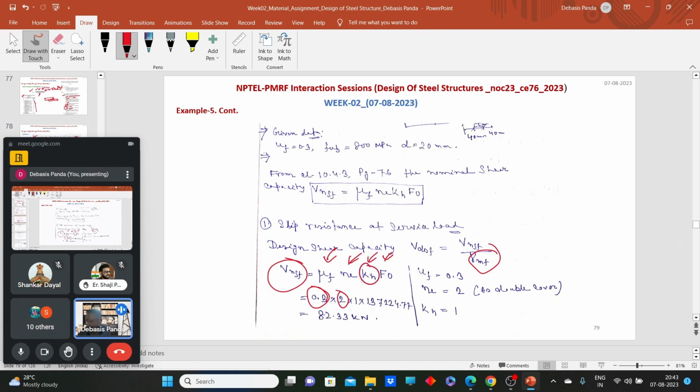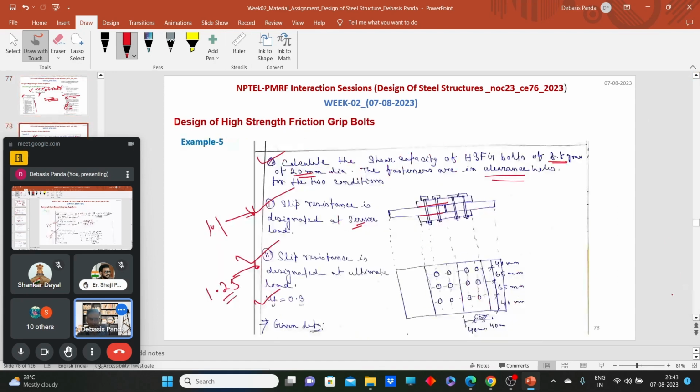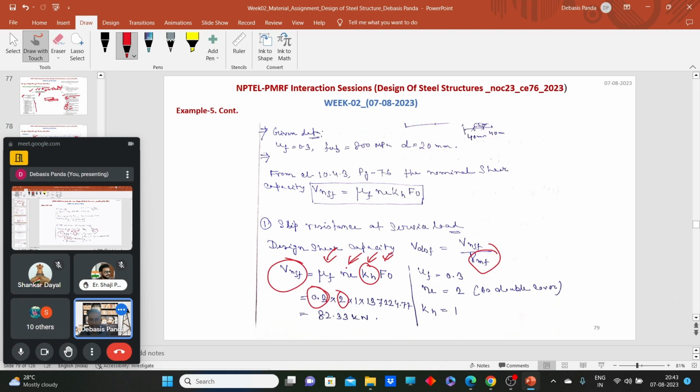Kh, the standard clearance. So for the standard clearance, what will be the Kh value? What the code says, the Kh value is 1. So now we can calculate phi n s f, that means the nominal capacity. So nominal capacity I have calculated.